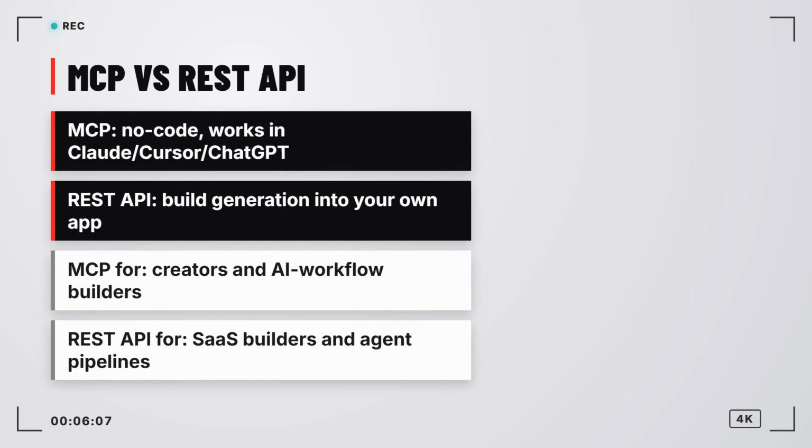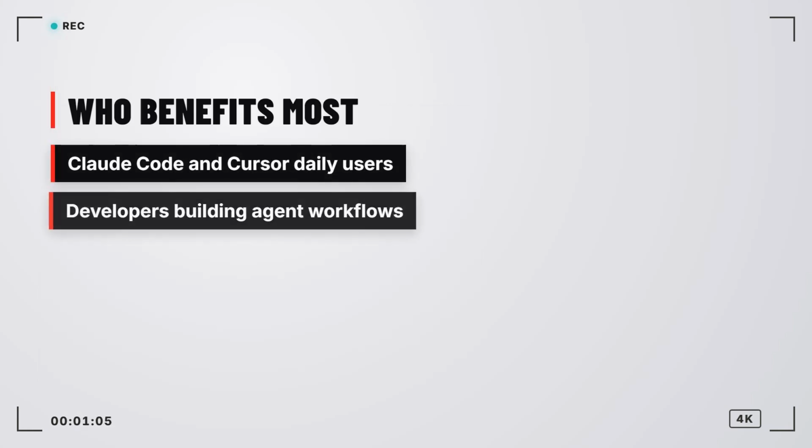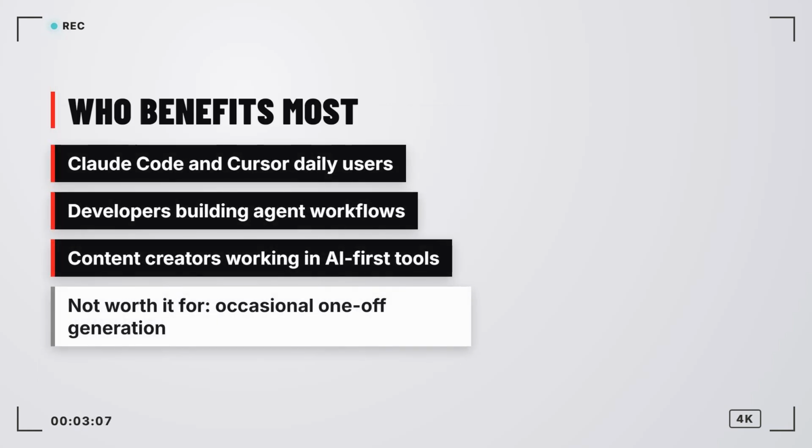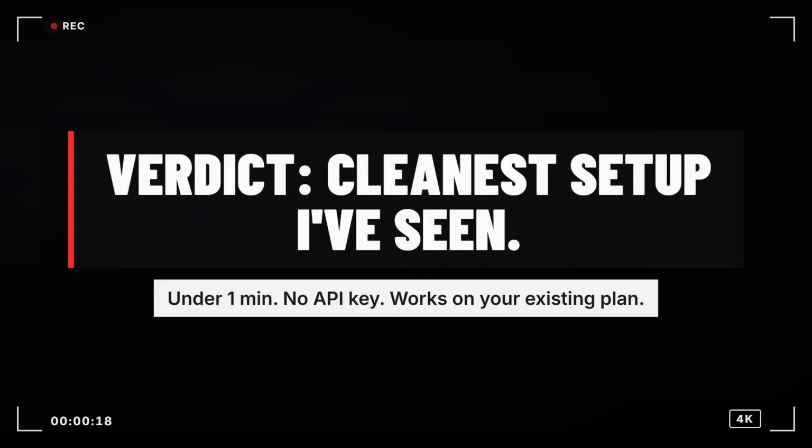The choice is simple. Use MCP if you work inside Claude or Cursor and want generation without leaving the environment. Use the REST API if you are shipping a product that calls ZenCreator as a back-end generation service. MCP makes the most sense for Claude Code and Cursor power users and for content creators who already use Claude to draft copy and want matching visuals in the same chat. It is less useful if you are a casual user who only needs an image once in a while. The dashboard is fine for that.